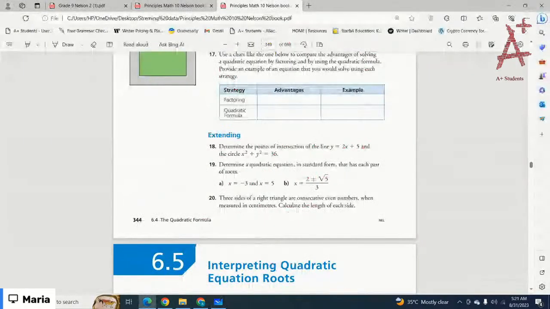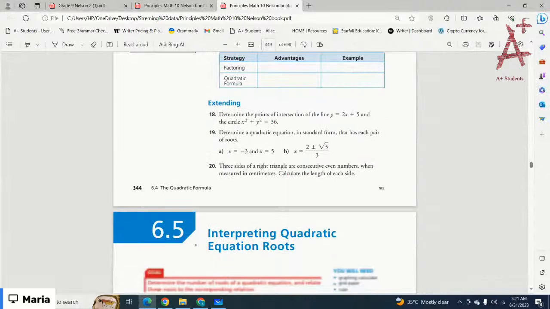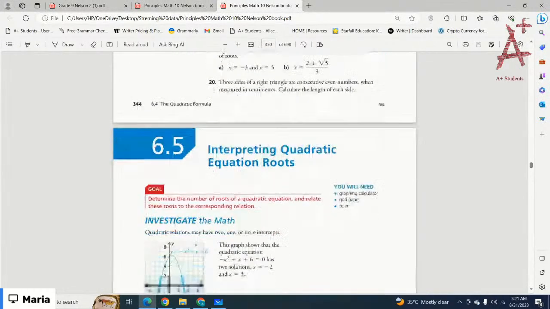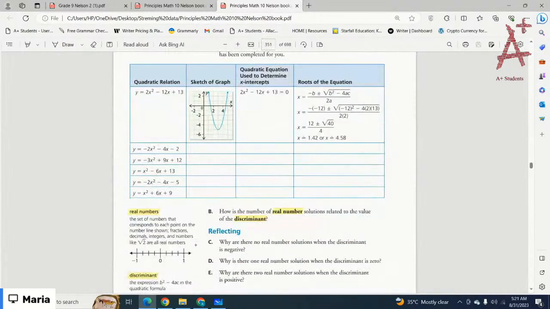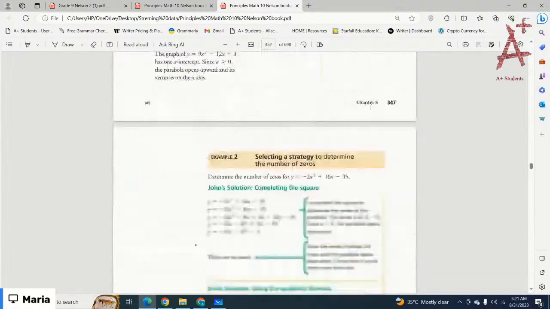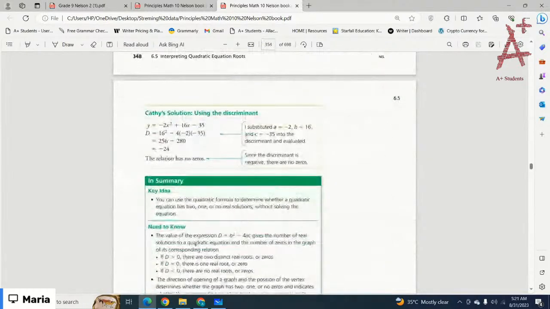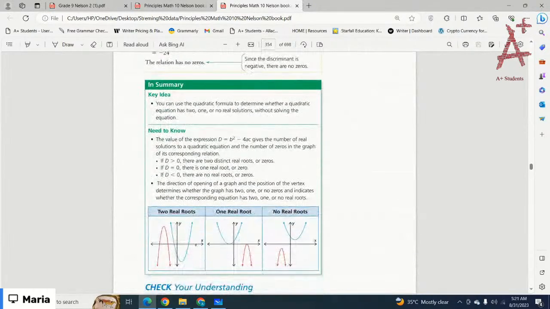Okay, and we are done with the lesson. Let's just start with the next lesson, that is interpreting quadratic equation roots. You can use the quadratic formula to determine whether a quadratic equation has two, one, or no real solutions without solving the equation. The value of the expression d equals b square minus 4ac gives the number of real solutions, right? You can just check how many real roots you have.